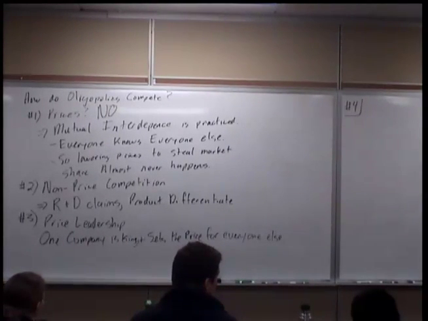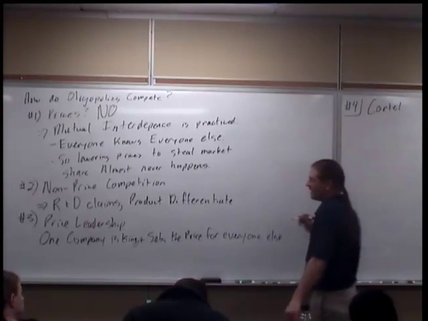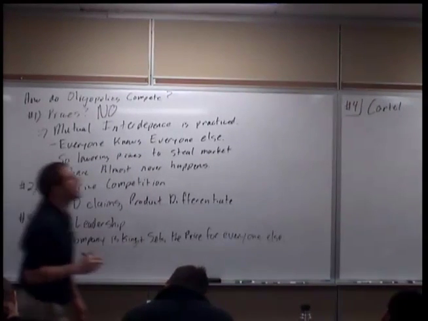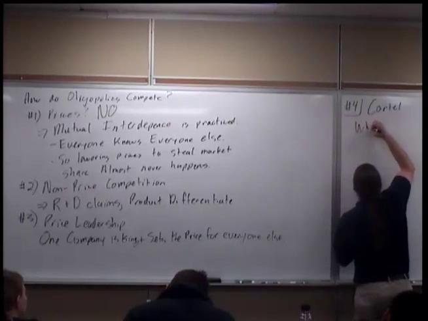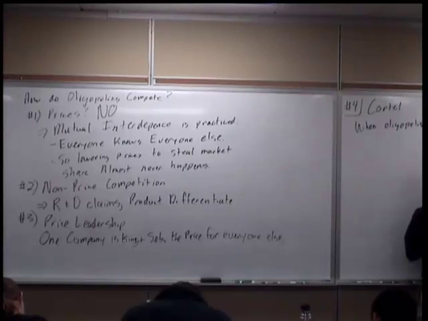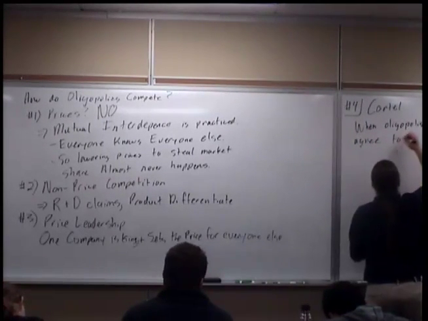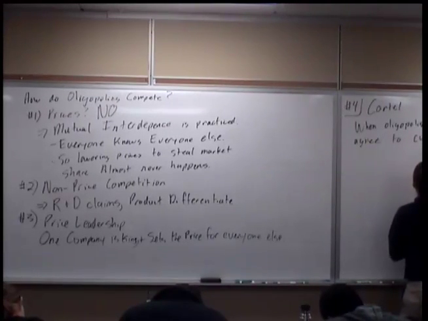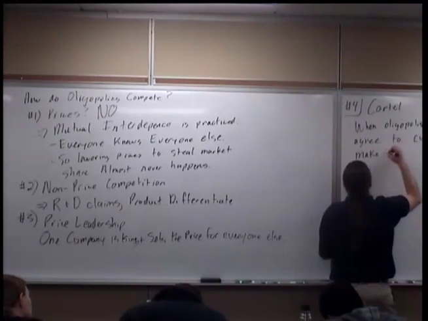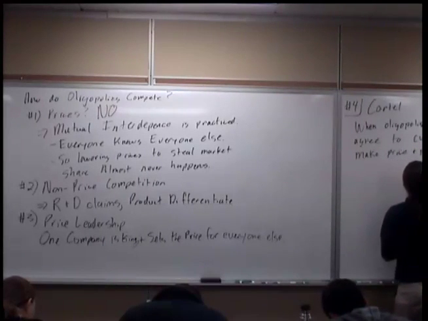All right, so the last type of oligopoly that we run into, which is expressly against the law in the United States, is a cartel. A cartel is when oligopolists collude and agree to cut output to make price and profit rise.